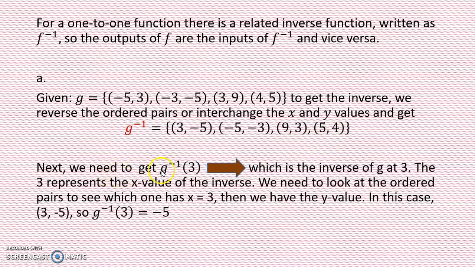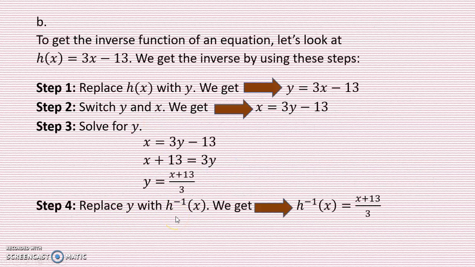Next, we need to get the inverse of g at 3. To do that, we see that the x value is represented by 3. The corresponding ordered pair with that is -5. So y is equal to -5. That tells us that the inverse of g at 3 equals -5.